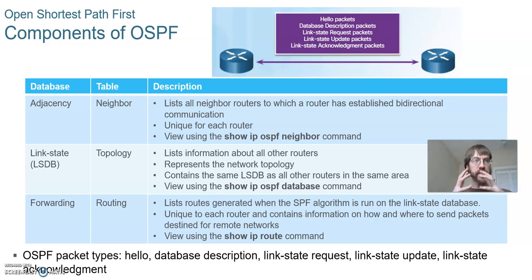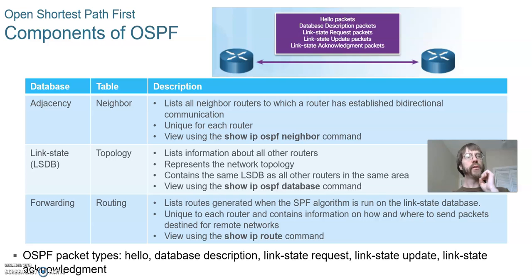And then once it has that information, they start flooding out their LSAs. They build the LSDB, the link state database. And this represents the network topology. When all the routers in the same area have the same link state database, that's convergence. You can see this with the show IP OSPF database command.